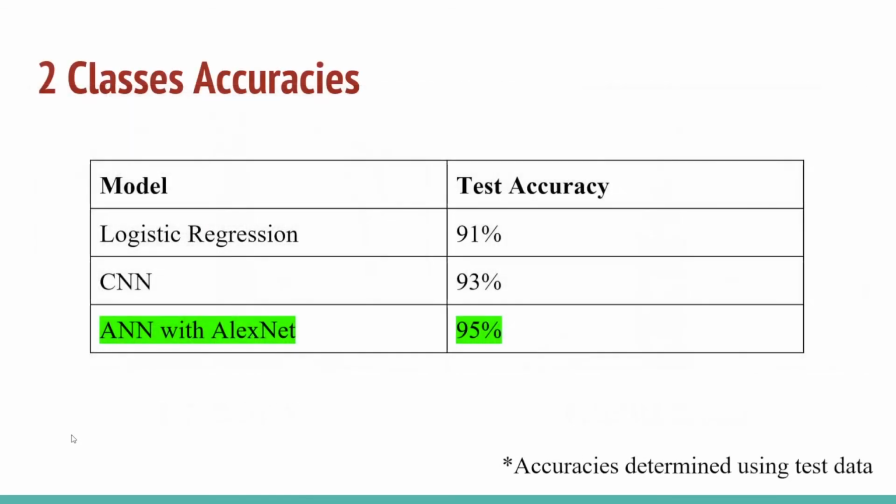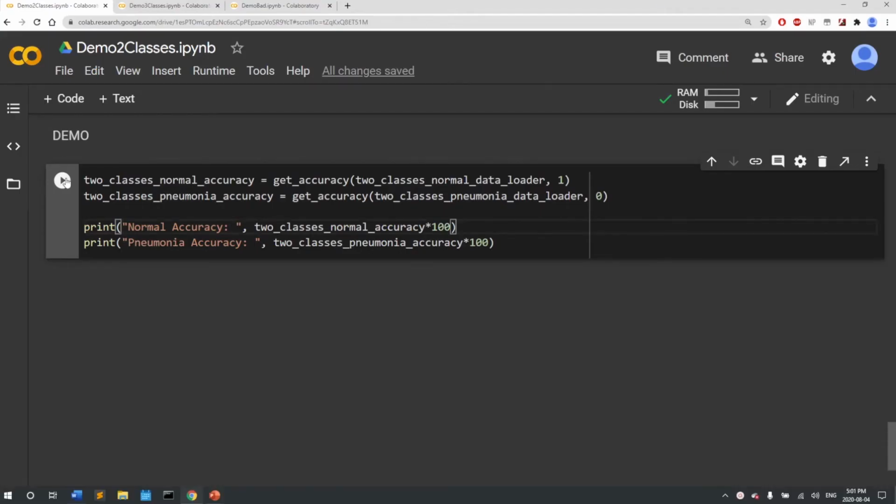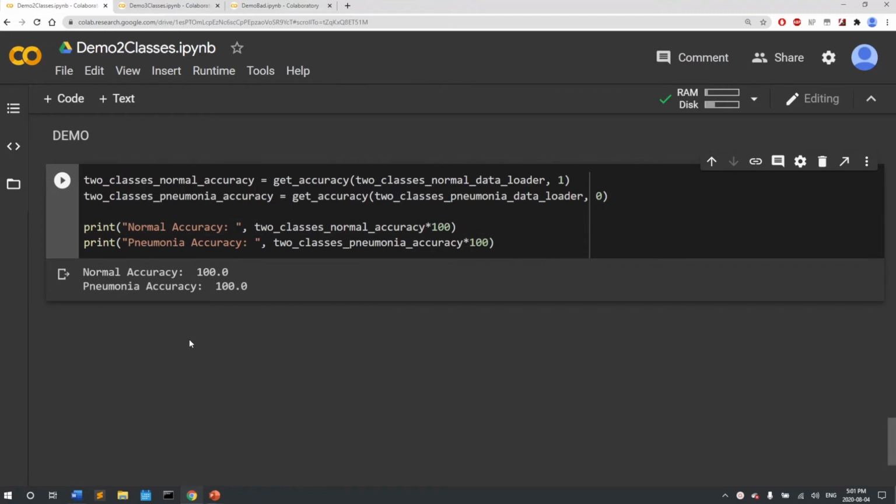When we initially created our models to test between normal and pneumonia, we achieved really high accuracy. Our logistic had 91% and ANN classifier had 95%. These two images have never been tested on our model before, and so here's a short demo. So when we run our ANN classifier through these two images, it's able to correctly predict which is normal and which is pneumonia.